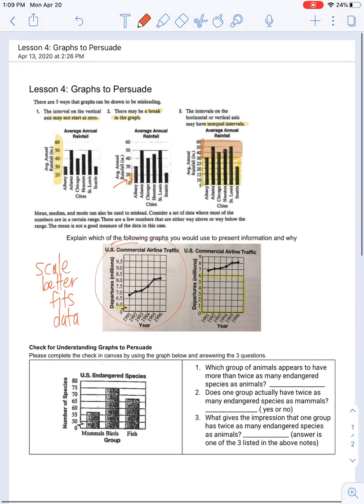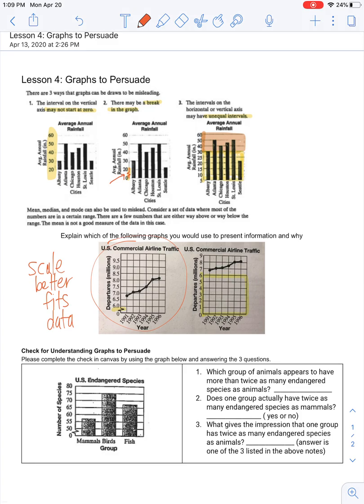So your job in these 3 questions is to use the U.S. endangered species chart that is presented to the left and enter those 3 answers in Canvas.